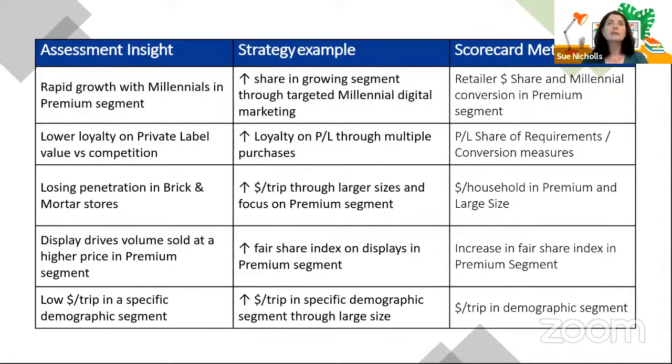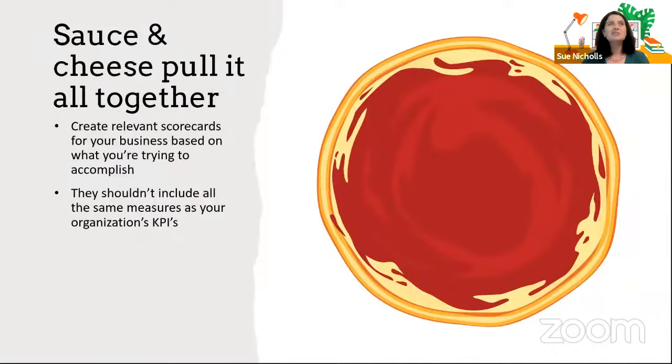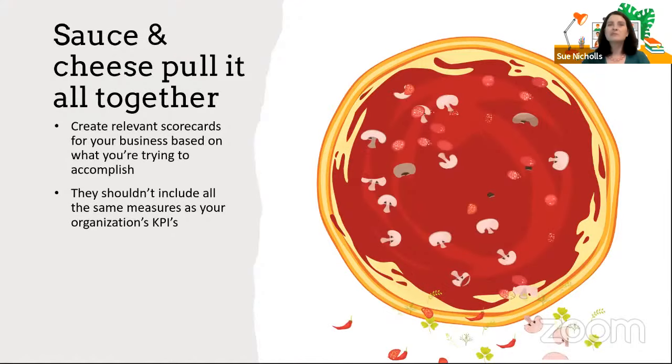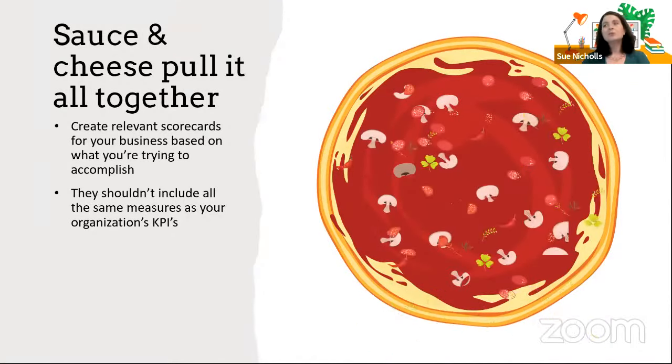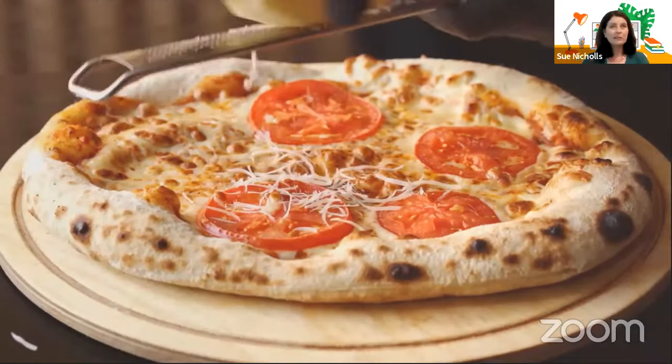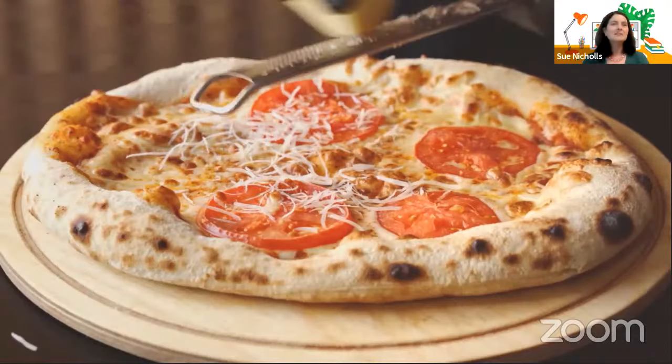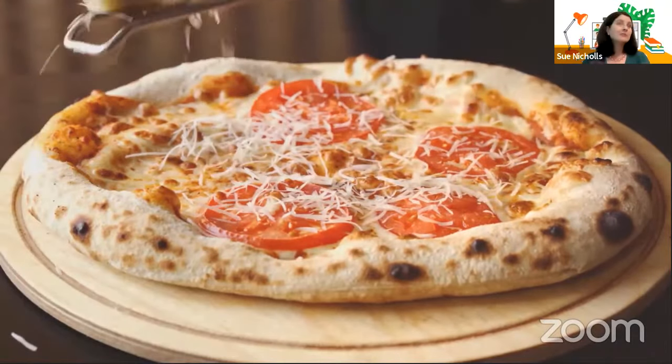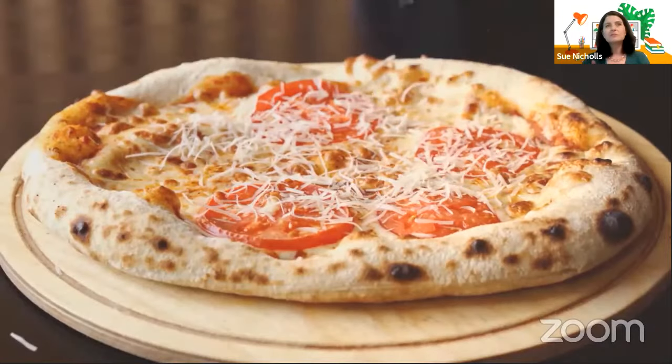So you can really create a compelling live scorecard that you feel confident is going to help you achieve your goals. The whole thing just ties in beautifully together, so that you've got that sauce and cheese that pull everything together and allow you to create relevant scorecards for your business based on what you're trying to accomplish. If you work with retailers, or retailers who are doing these scorecards on their own, you have this whole plan and you can create this beautiful, delicious pizza, or category plan, that is really going to help you achieve your goals.